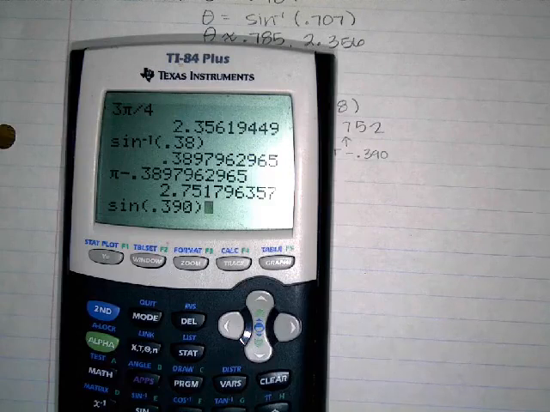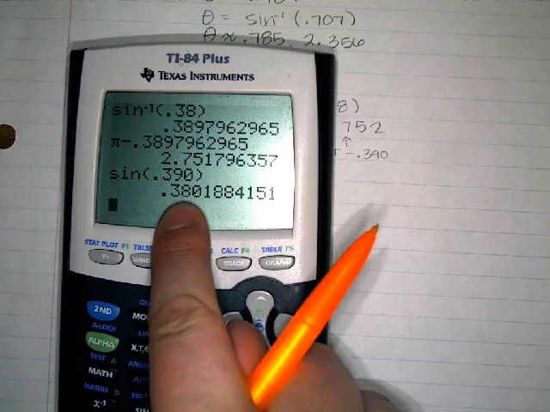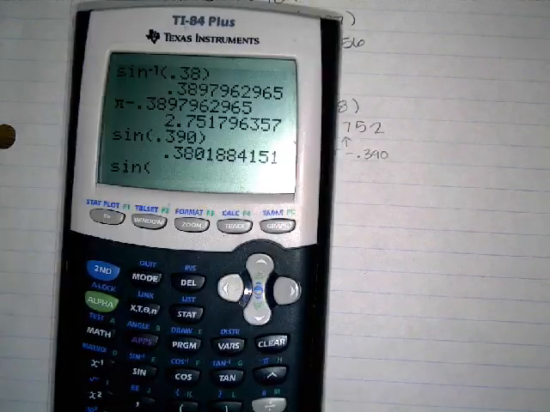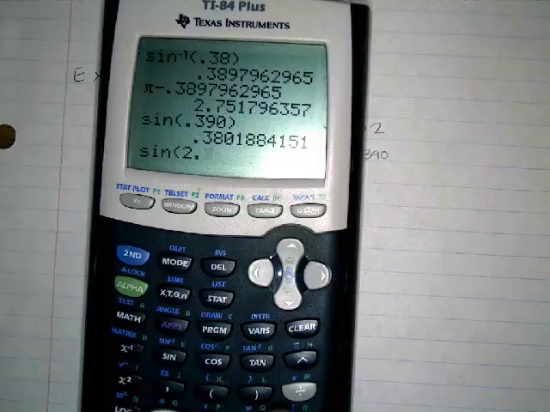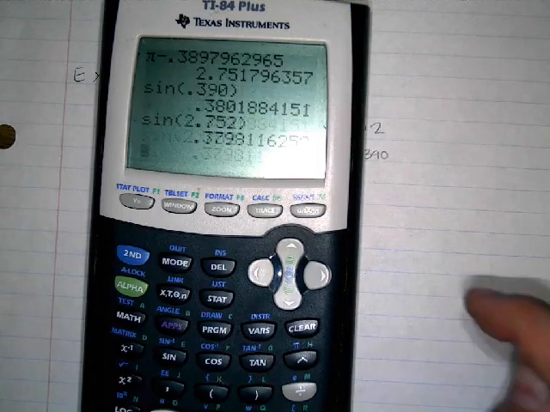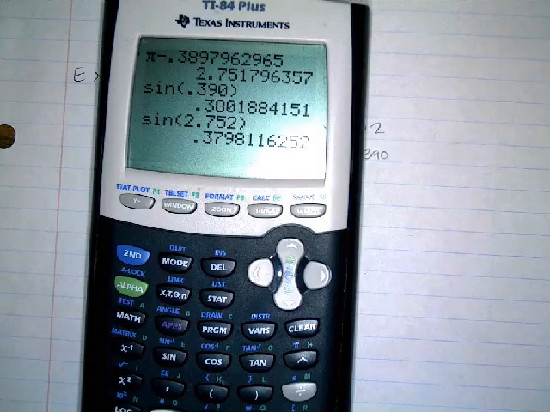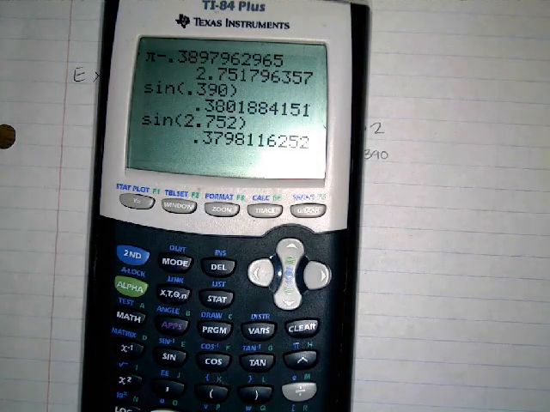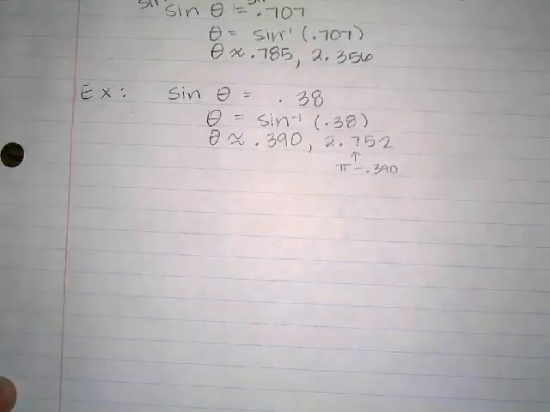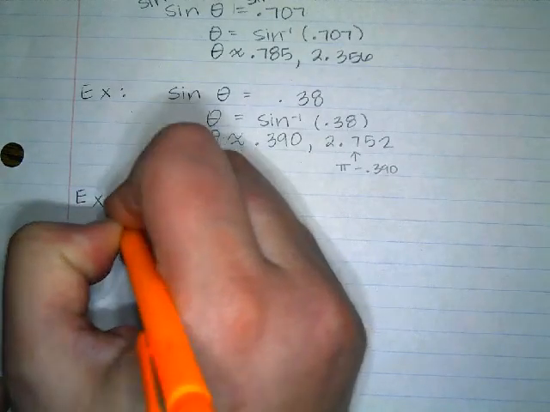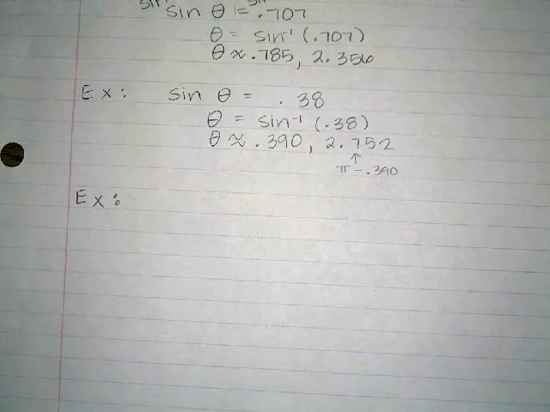And then if I do sine of 2.752, I should get approximately 0.38. And I do, I get approximately 0.38. So it's really easy to check those answers and make sure they're right. All right, brain still good? Okay, now we want to also check and make sure that we can do the same thing, but with some angles that are not positive. So what happens if we are not in the first quadrant? What happens if we're doing sine, but we have negative y values instead?